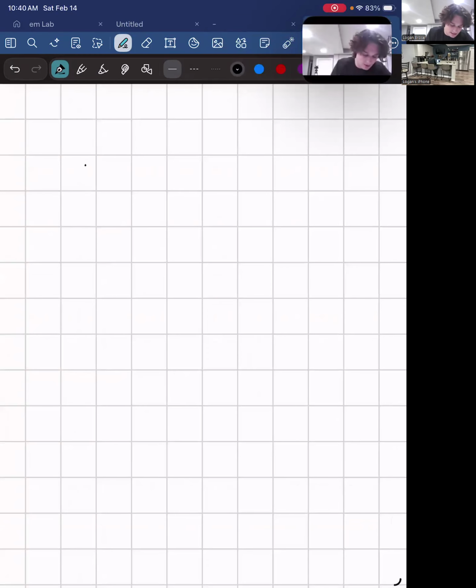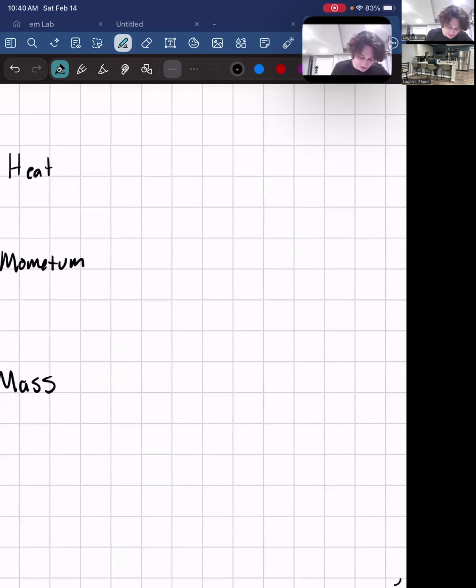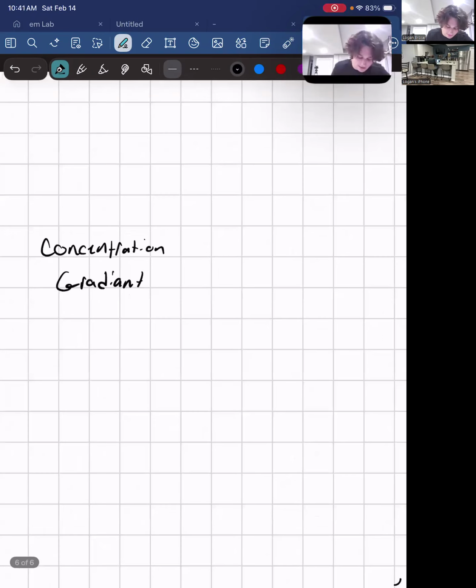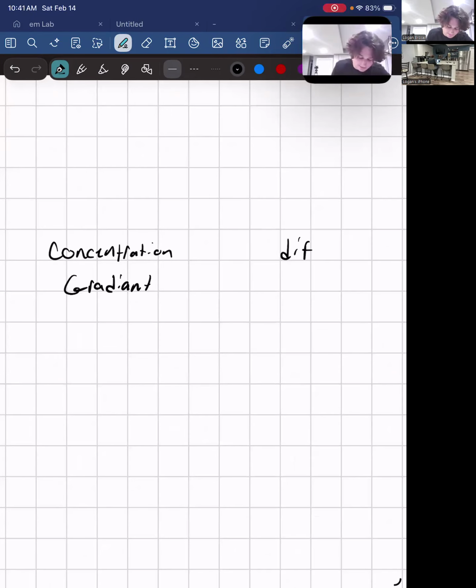Recording in progress. Okay, so today we're gonna talk about heat, momentum, and mass. We're gonna relate these with the concentration gradient via the diffusivity.